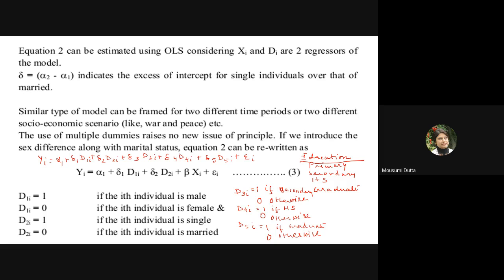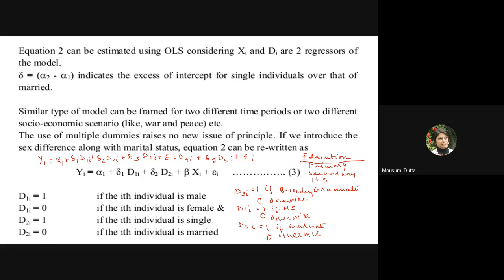So, you have more than two categories for the variable. For that, you have to create several binary dummies. For that, I have 4 layers of education, and for that matter, I have created 3 binary dummies. Now here, if I consider D1i is equal to 1, D2i is equal to 1, D3i is equal to 1.